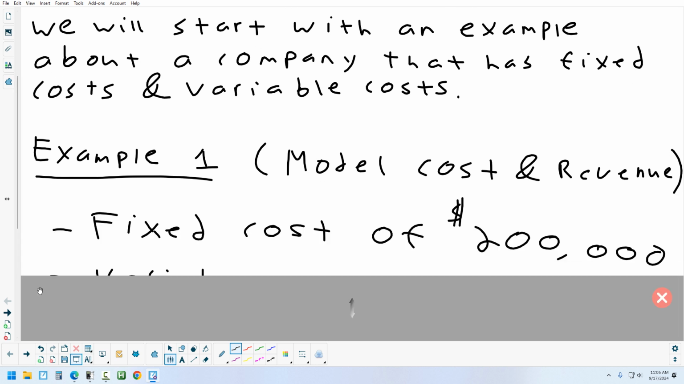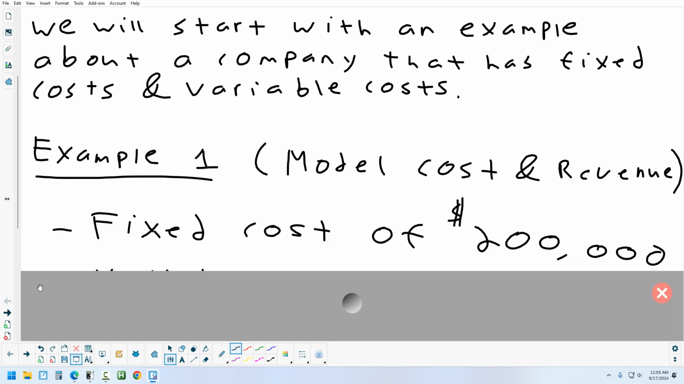So in our case, the company has a fixed cost of $200,000. Maybe that's the cost to rent the building for the month. Cost them $200,000. They can do whatever they want in the facility. If they make one shirt, the cost to rent the building is $200,000. If they make 1 million shirts, still costs $200,000 to rent the building for the month.